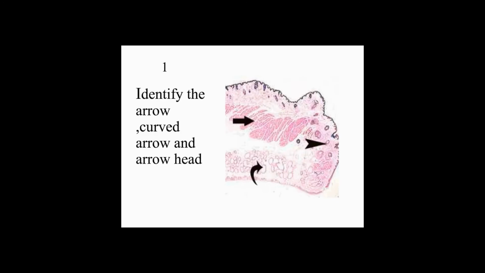The first slide in the exam: identify the arrow. Here is the arrow. It is of course the muscle of the eyelid. You can say that it is orbicularis oculi. Here we have the arrowhead. It is the follicle of the eyelash. The curved arrow, of course, is the meibomian gland.